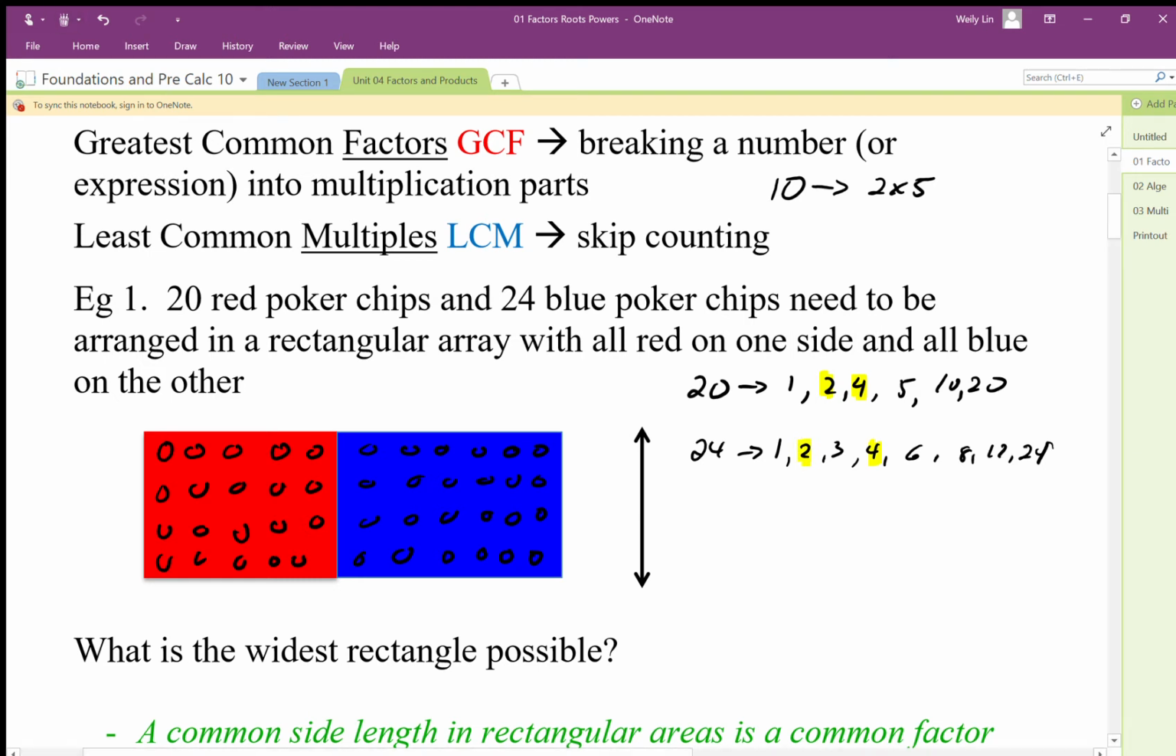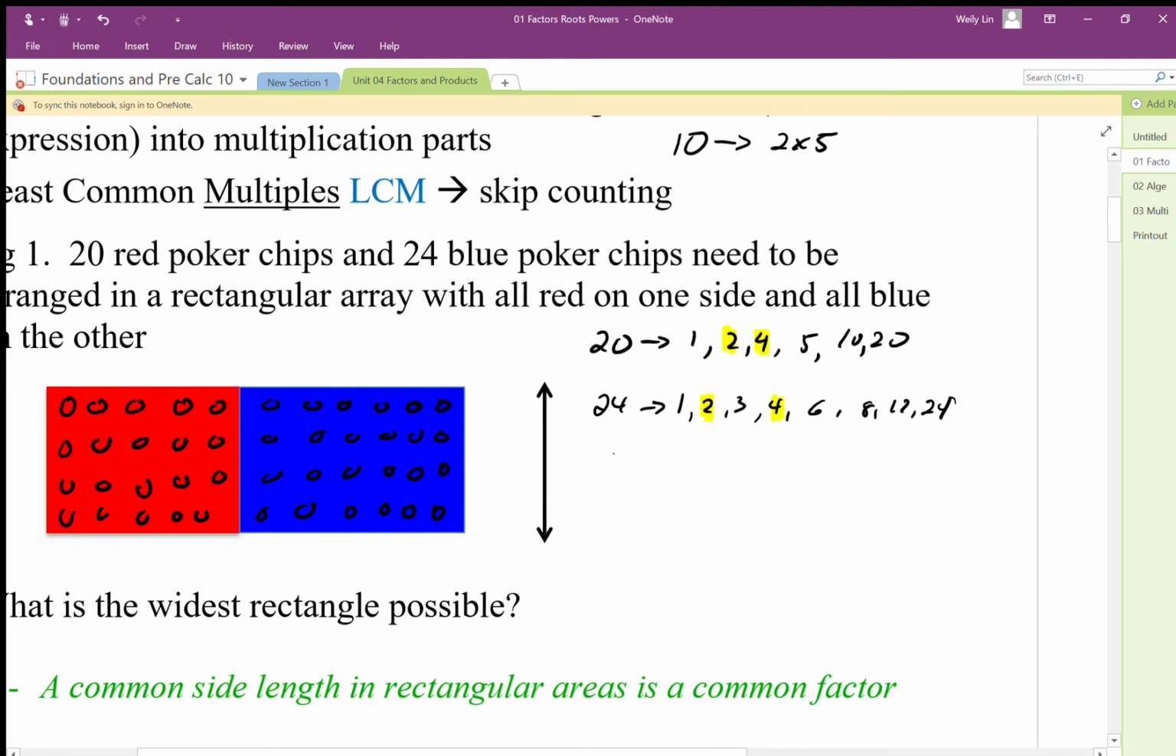Another way we can do it, and this is a concise way of doing it, is looking at it in terms of prime factors. So 20 is equal to 2 times 10. Okay, so 20 is equal to 2 times 2 times 5. That's equal to 20.